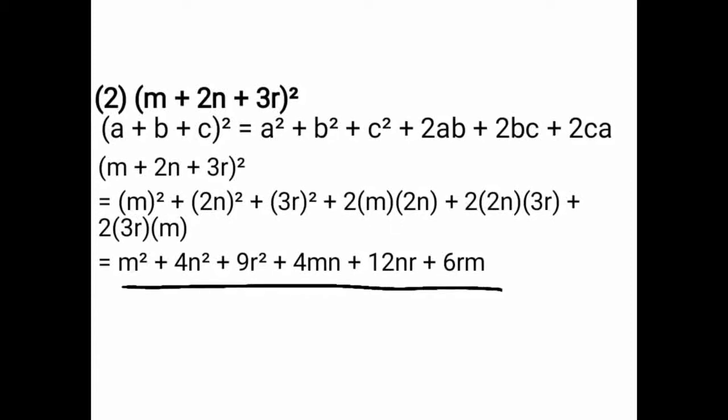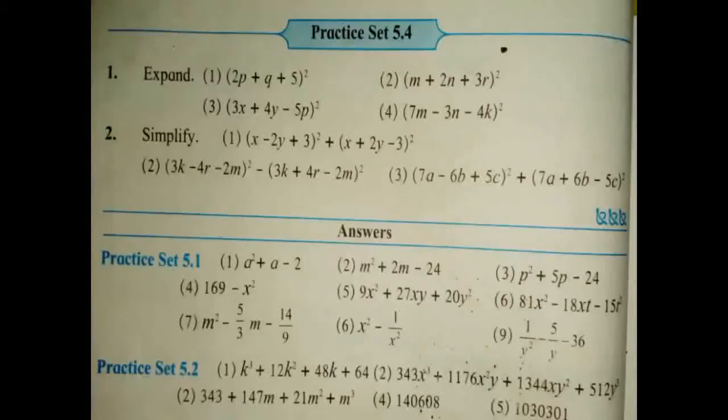m square plus 4n square plus 9r square plus 4mn plus 12nr plus 6rm, because all these are unlike terms. Next, (3x plus 4y minus 5p) the whole square.